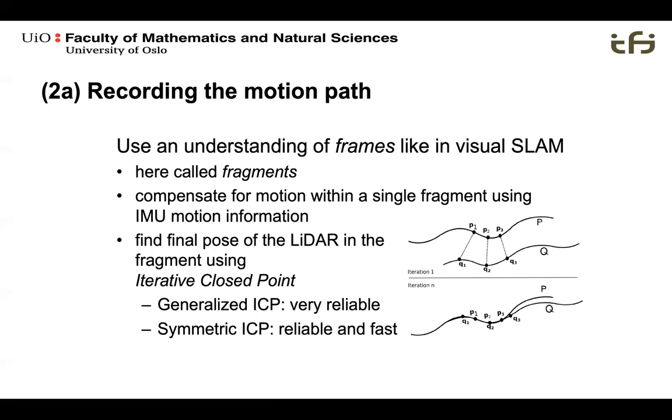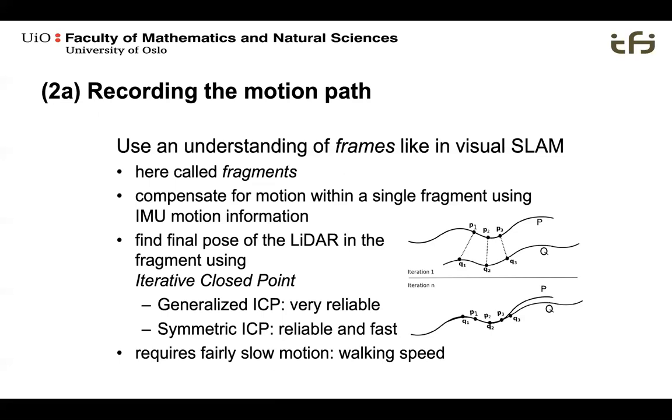If you use generalized ICP as an algorithm, which is rather old, we have one that is super reliable. If you use symmetric ICP, which is from CVPR 2019, we have an approach that is pretty reliable and really fast. In both cases, we get to align the fragments relative to the previous fragment's position, and we can use it in order to generate an entire motion path.